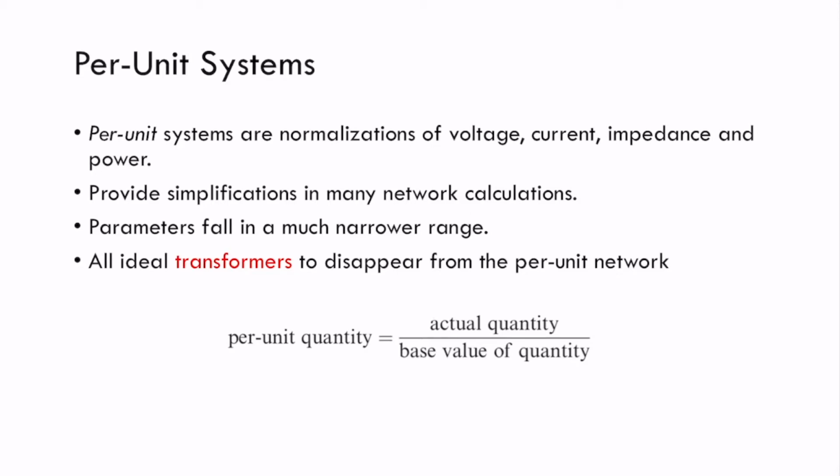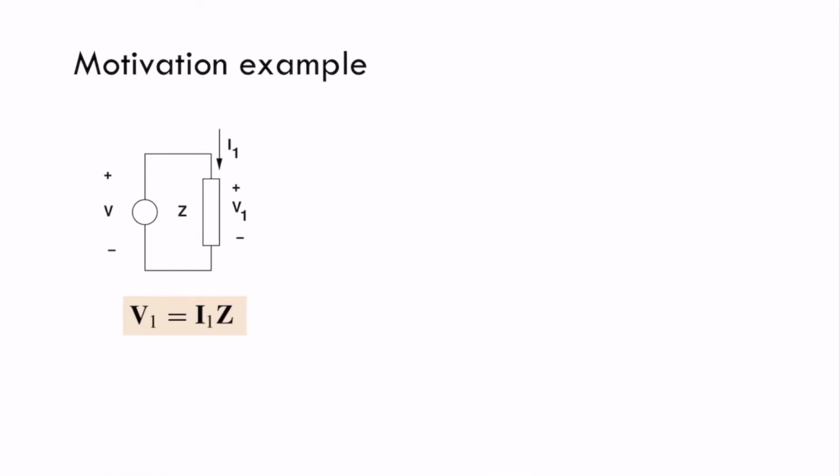I will also show you that if we have transformers, we can simplify them and they can disappear from the network when they are assumed to be ideal. A per unit quantity, whatever it is, like a voltage, a current, or an impedance, will be the value that we have divided by some reference quantity. So we have to find this reference quantity. I'm going to give you an example.